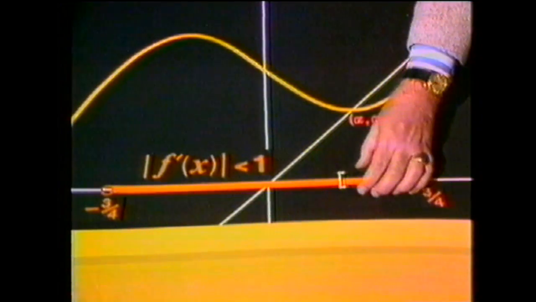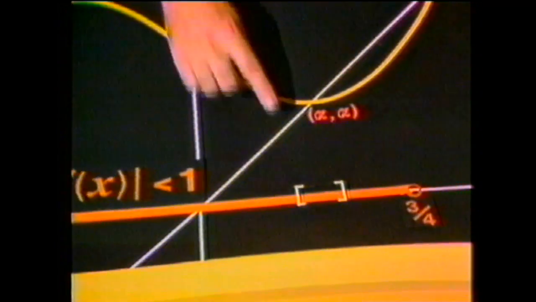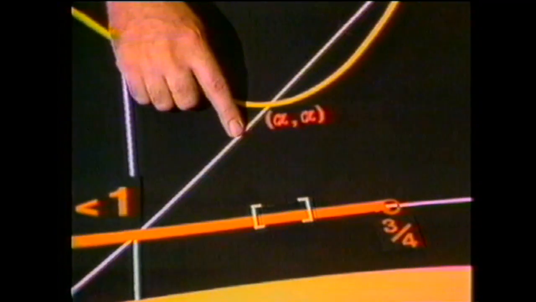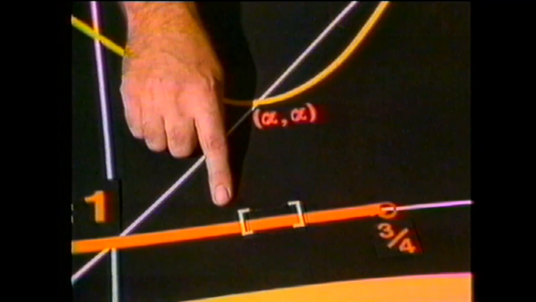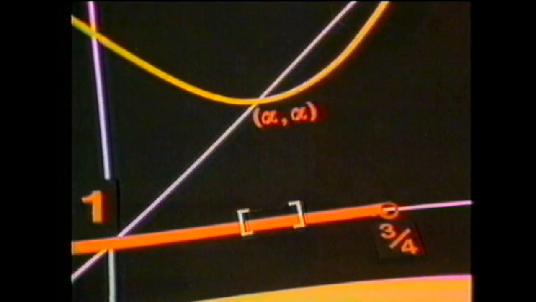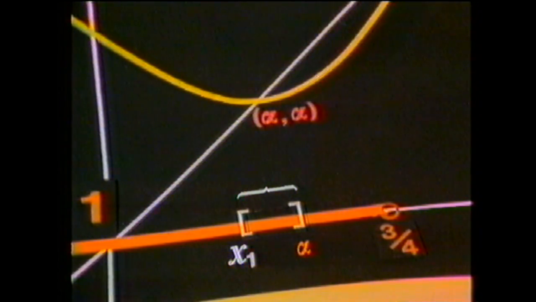Well, how about that then? We can check that it contains alpha by showing that the curve is above the line at this end and below at the other end. If we start with x1 in this interval, are we near enough to alpha? Well, what's the furthest that x1 could be from alpha? It's got to be the length of this interval. Alpha might be at this end, and we might start at the other.